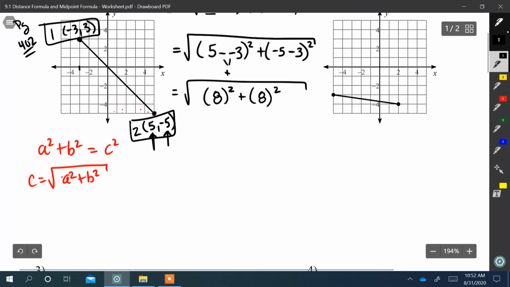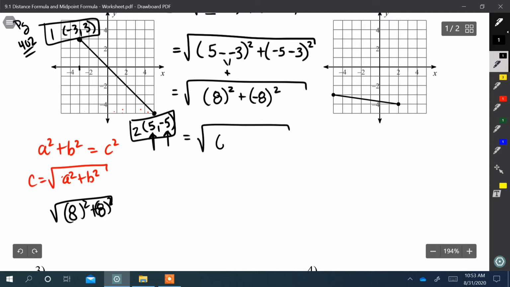Guess what, guys? If I would have solved that, that would have gotten 8 squared plus 8 squared. It's the same thing. So we got 64 from there. Negative 8 times negative 8 is also 64. We add those two together. Okay. And then we get 128.